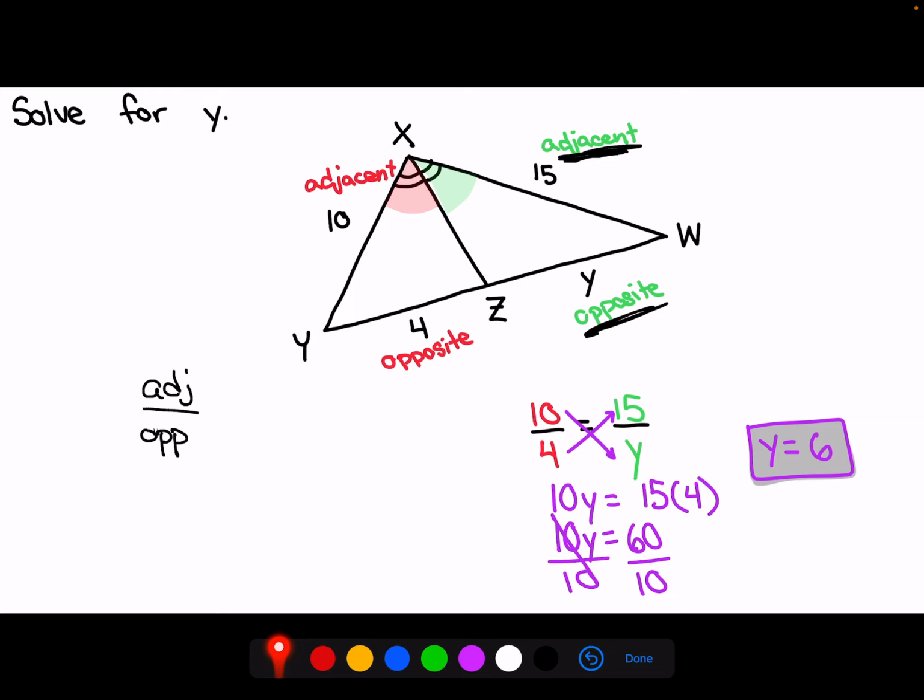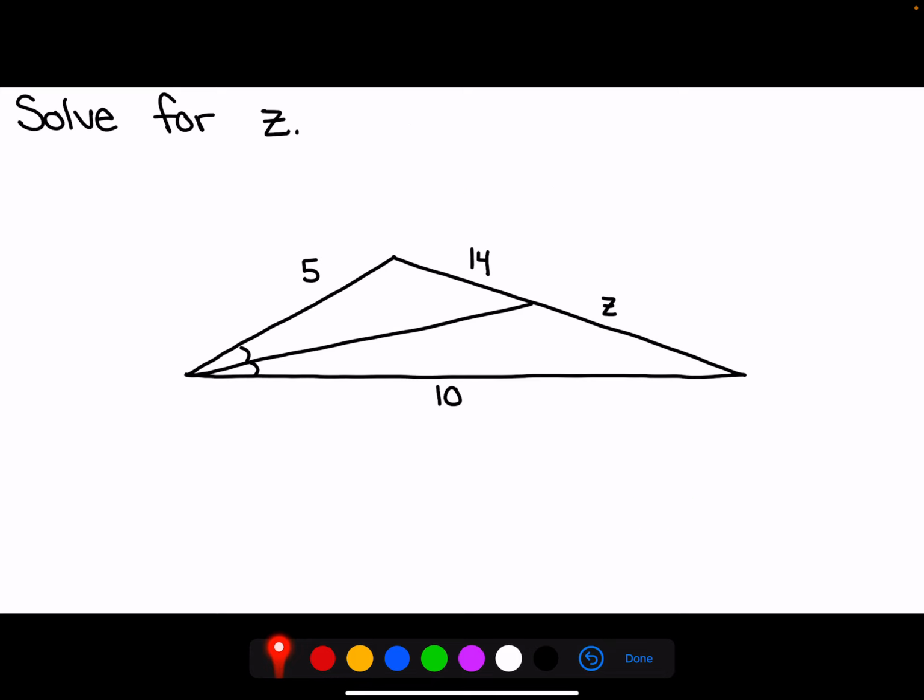All right, let's try out one more. Here's our final one, solve for z. Again, we look at this, think about what we can use. Do we have parallel lines? No. Side splitter theorem's out. But we do have congruent angles, and they're being split by a segment, meaning that they are congruent angles, and this is an angle bisector. So we're going to use the angle bisector theorem once again.